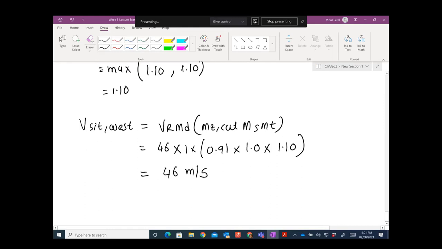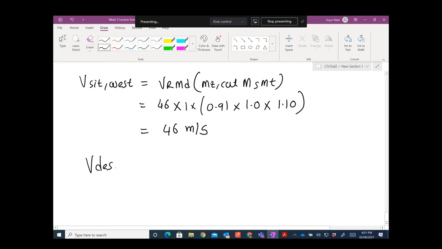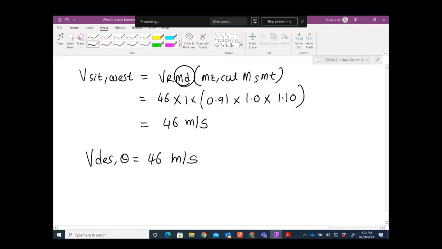meters per second. Okay, and the design wind speed, because we have already done the design wind speed for the other directions and we take the maximum, you remember that? So 46 meters per second is the design wind speed. Next week we will calculate the pressure from this design wind speed. I think we are just 2 minutes over, sorry about that.